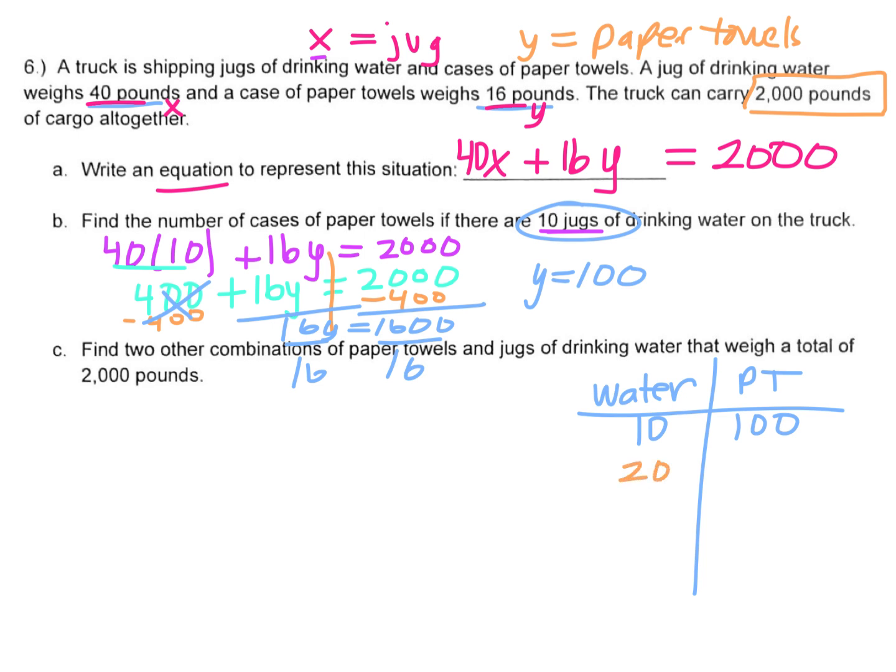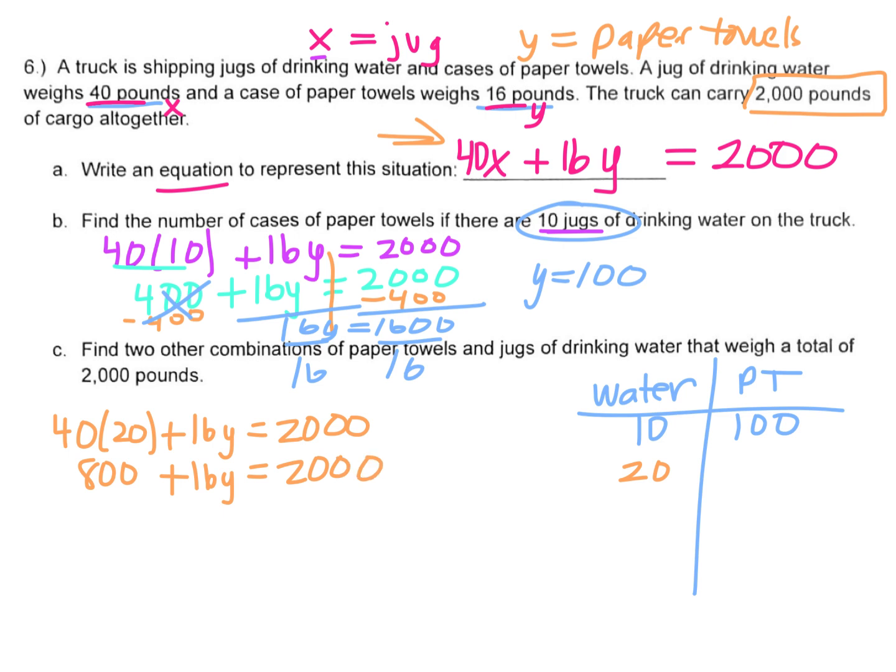So let's put that into our original equation up here. So we're going to do 40 times 20 plus 16Y equals 2,000. So this is going to be 800 plus 16Y equals 2,000. Subtract 800 on both sides.